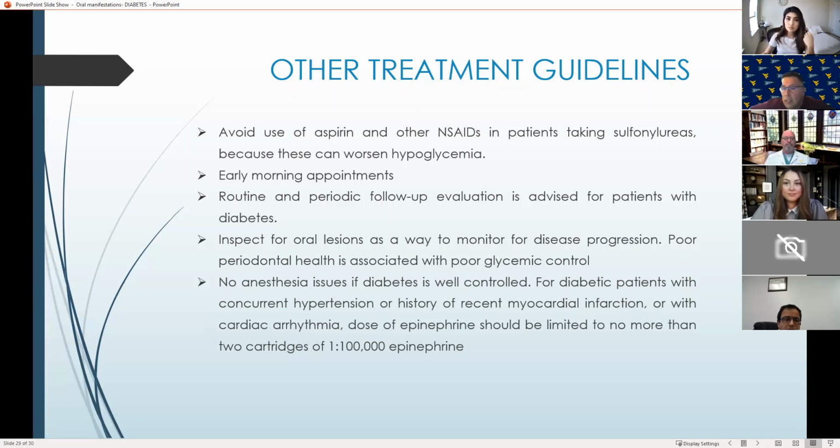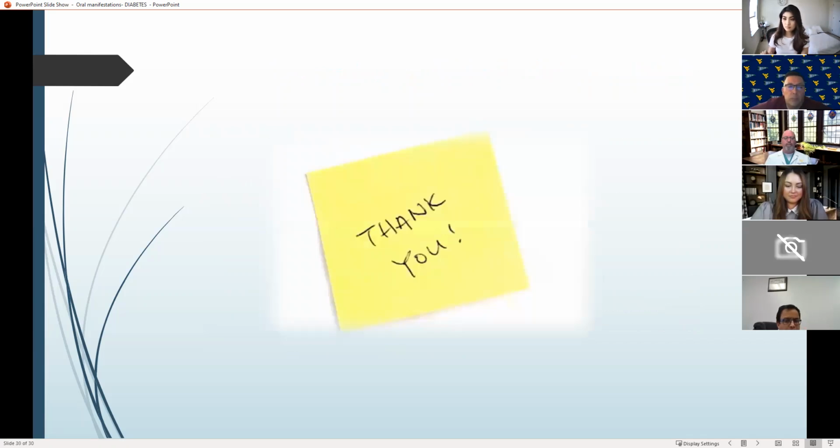Remember that we already discussed that periodontal disease is closely related, especially with the progression of diabetes. No anesthesia issues if diabetes is well controlled. For a diabetic patient with concurrent hypertension, history of recent myocardial infarction, or cardiac arrhythmias, the dose of epinephrine should be limited to no more than 2 cartridges of 1 to 100,000 epinephrine. Next.